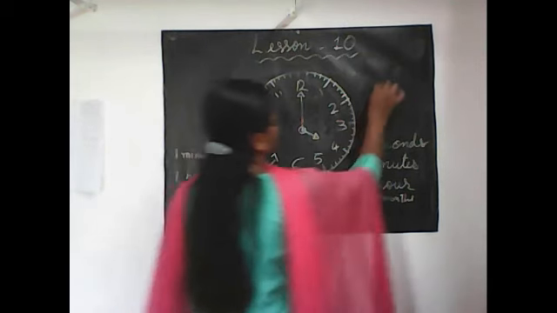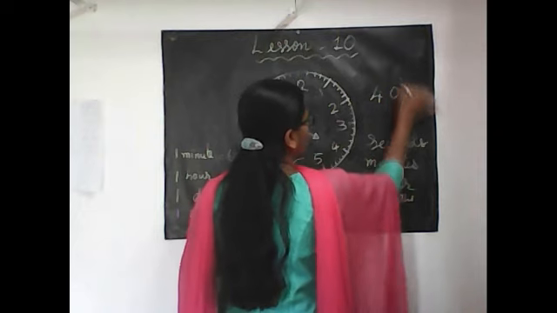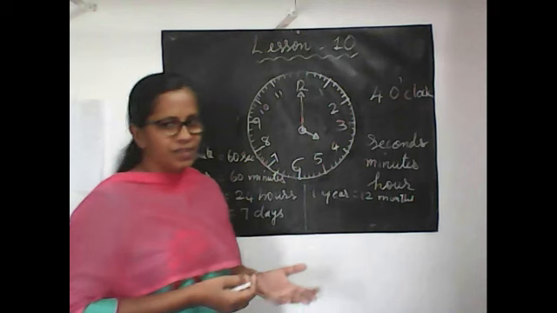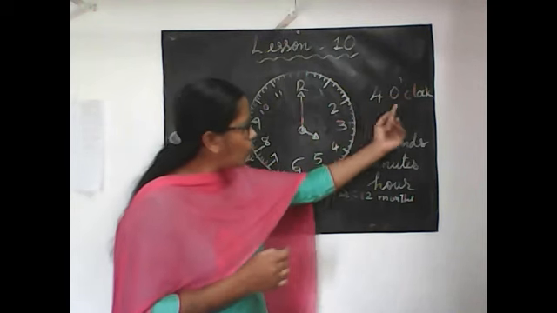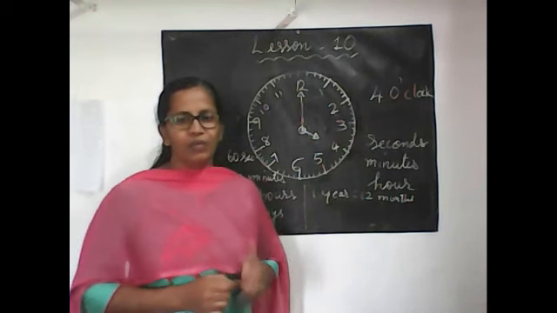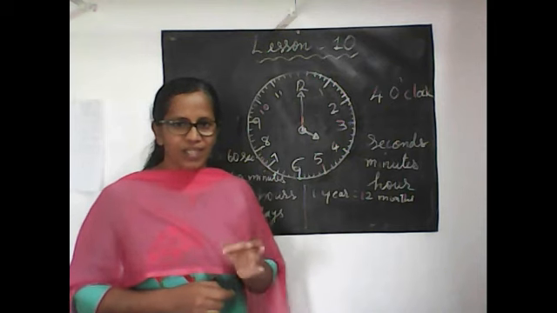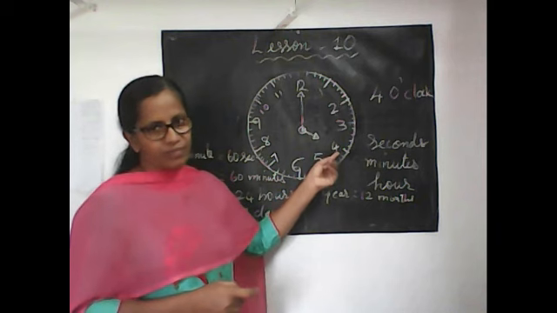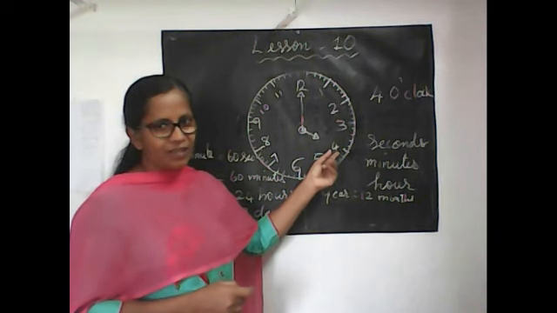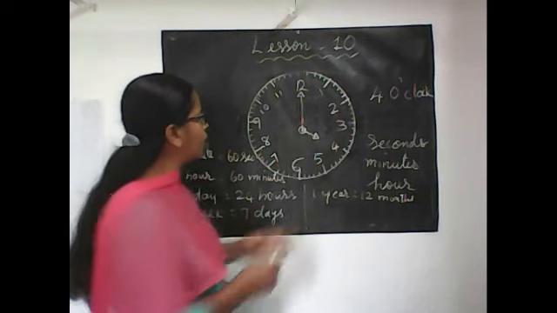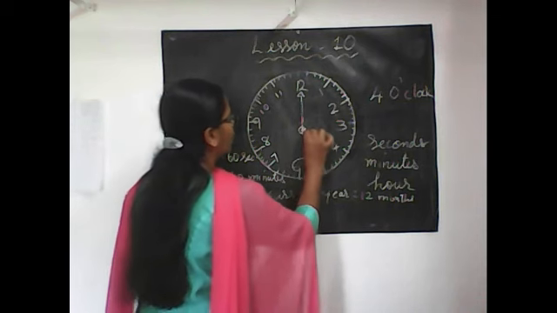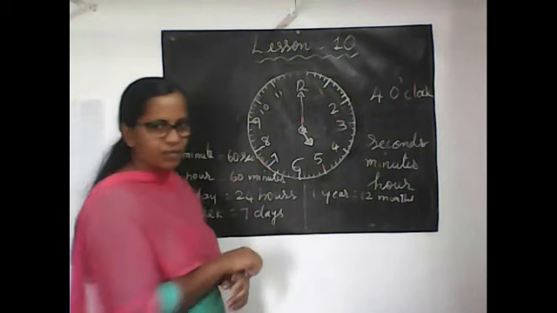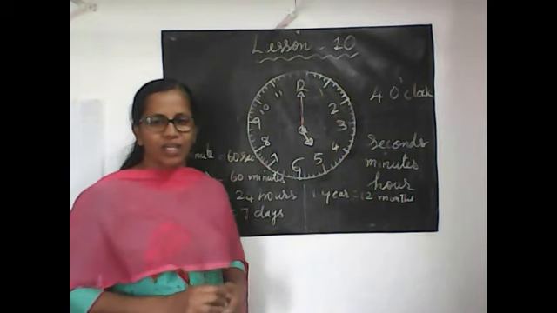That we write as 4 o'clock. That means 4 of the clock. In short form we write 4 o'clock. Okay, if the short hand is facing exactly a number, that is the hour. So it is 4 o'clock. If the short hand is facing 5, then what is the time? 5 o'clock. Like that it goes. That is the way to say the hour.